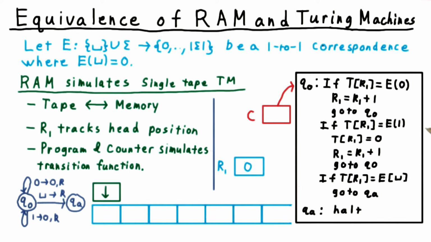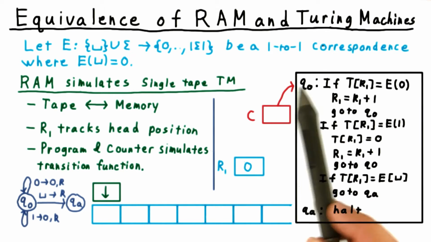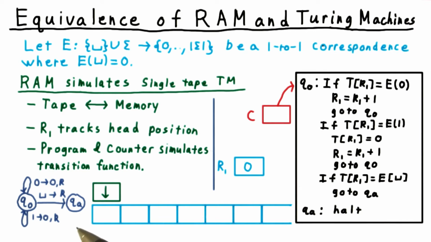Here I've written out in pseudocode what this might look like for the simple Turing machine shown over here, which just replaces all the 1s with 0s and then halts. Being in state Q0 corresponds to having the program counter point here. So the RAM will execute a sequence of tests for what the symbol under the head would be, and it adjusts the values of the tape and memory accordingly.